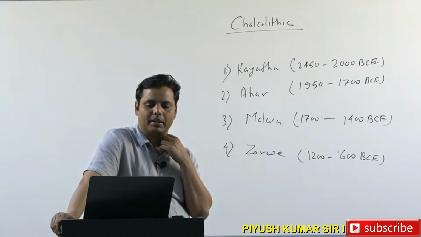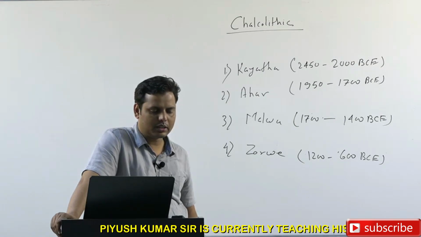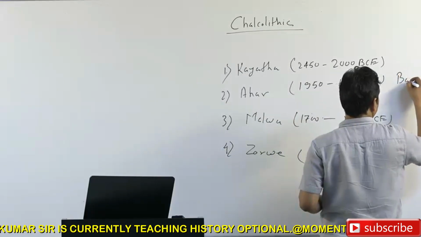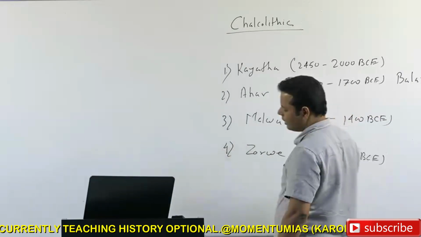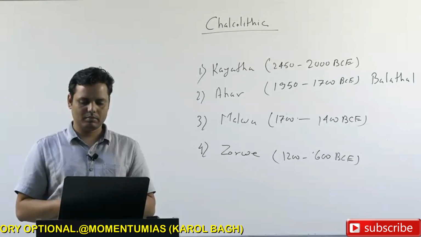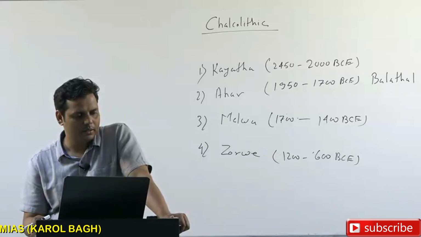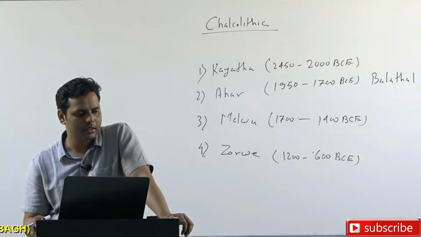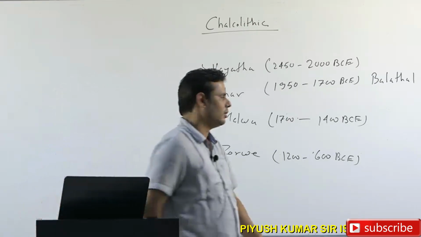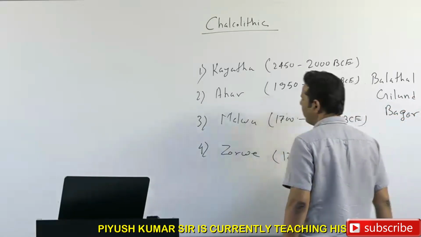More than 60 sites have been discovered so far. But Ahar and Balathal are excavated extensively. But decent discoveries have also taken place in Gilund and Bagur.